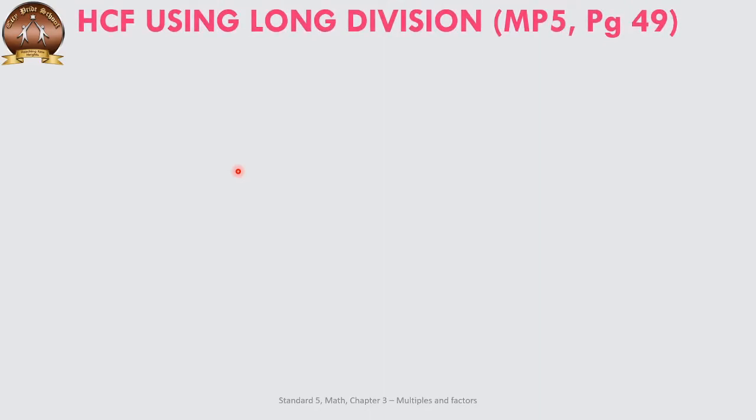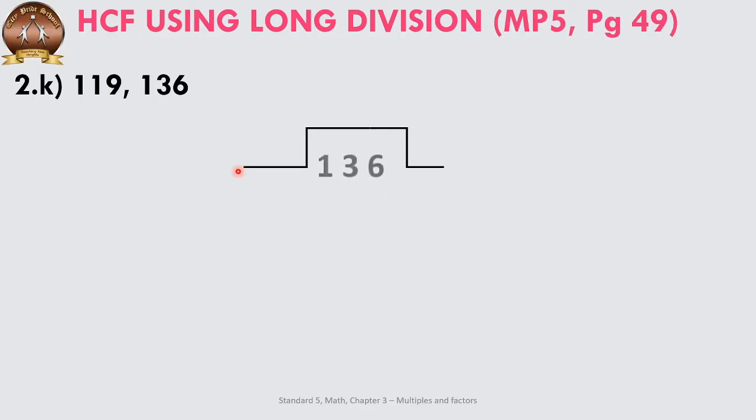Now we have another method to solve the HCF, which is my personal favorite. 119 and 136 are the two numbers for which we are looking for the HCF. Whichever is the bigger number will become the dividend and whichever is the smaller number becomes the divisor. This is how we solve a division question. So 136 becomes the dividend and 119 becomes the divisor.